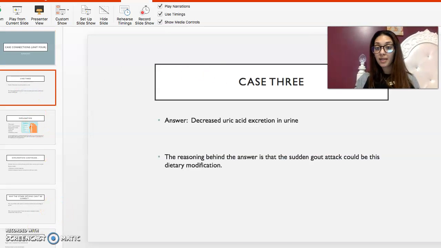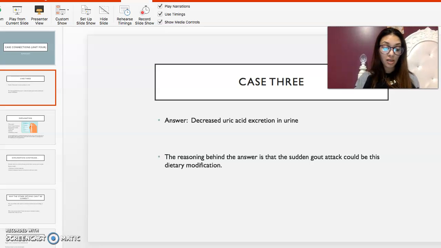So the first case I'm going to start with is case 3, just to give you an overview of what the case was. It was a 47-year-old man that presented with severe pain in his right great toe, and he was unable to bear weight on his right foot, and there was no apparent trauma. He reported that it continued through the night and increased in severity. And labs were conducted. The physician thought he was diagnosed with gout.